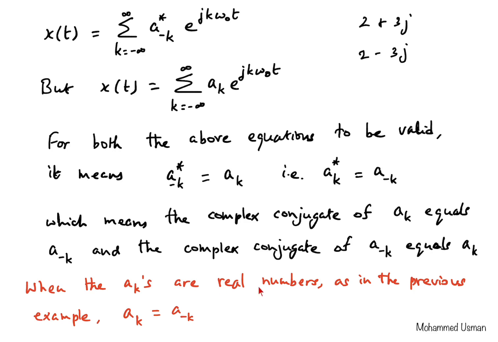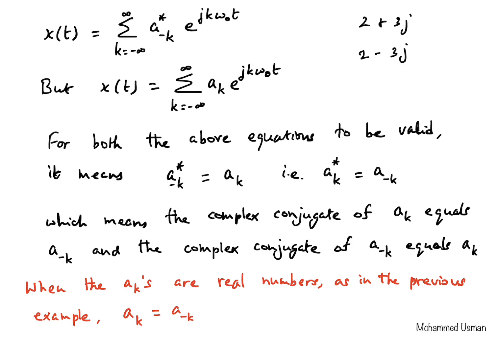Now if these ak's happen to be real numbers, then ak will become equal to a minus k, as we have seen in the previous example where we had a0 as 1, and a1 and a minus 1 as 1 by 4. So a1 and a minus 1 were the same, and a2 was equal to a minus 2, and that is going to be true when the ak's are real numbers.